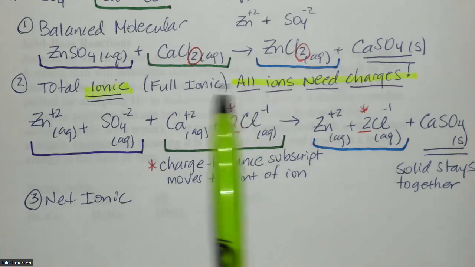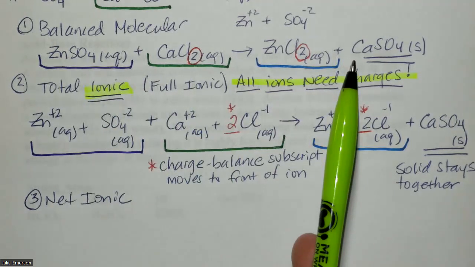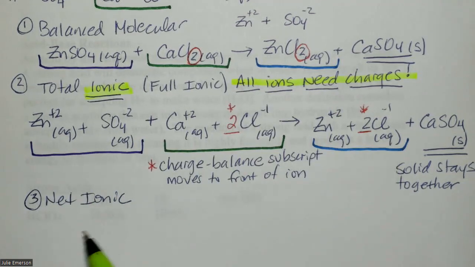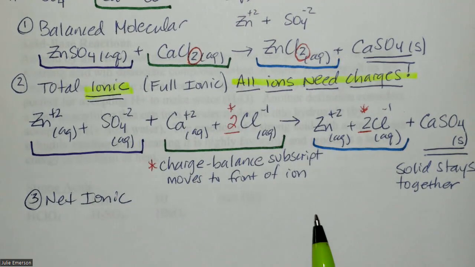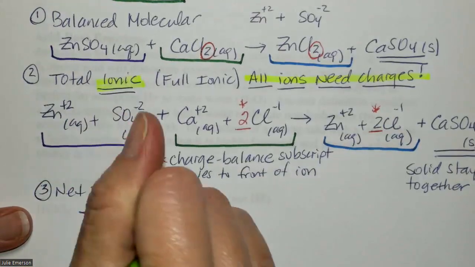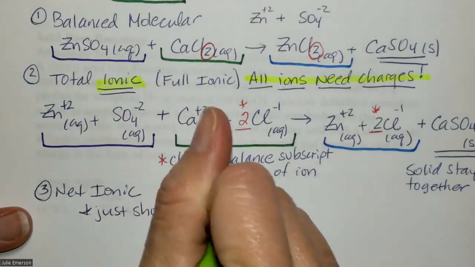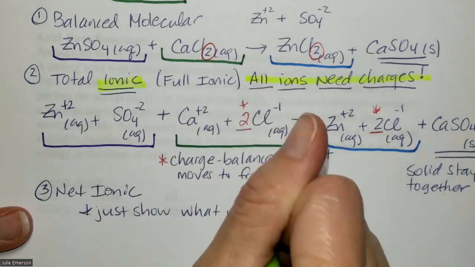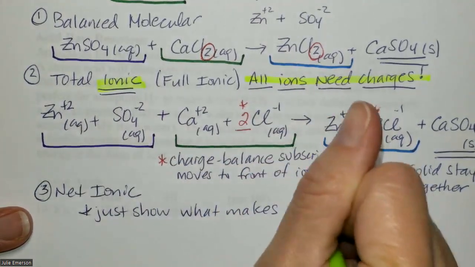And a lot of students will do the balanced molecular, they'll do the total ionic, and then they'll try to get the net ionic. And that's totally fine. If you're more comfortable going step by step, absolutely do it. Net ionic, really what you're doing here is you just want to show what makes the solid or the precipitate.